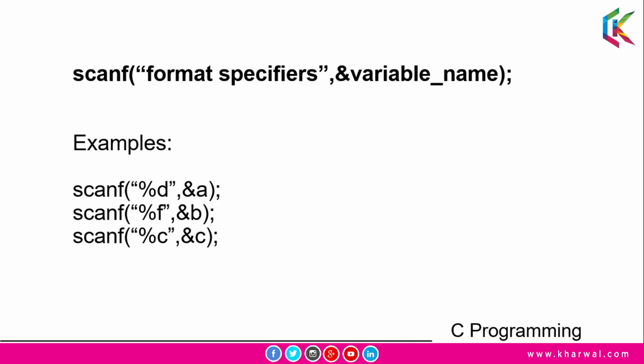In the second statement, it will take the input from the user or keyboard and will store it at the address of b. And obviously the data type of b is float. And in the last statement, it will take the input from the user and will store that value at the address of c, and obviously the data type of c is char.